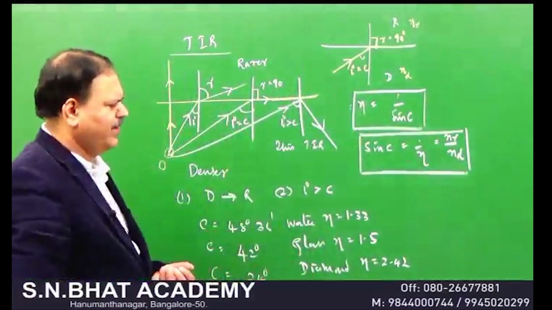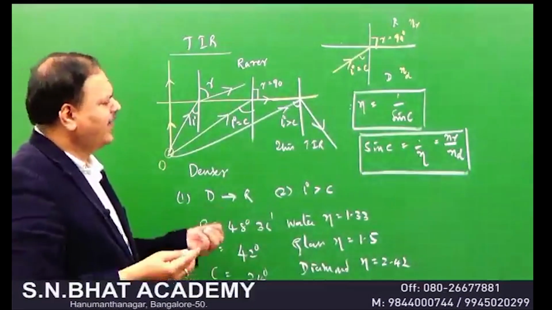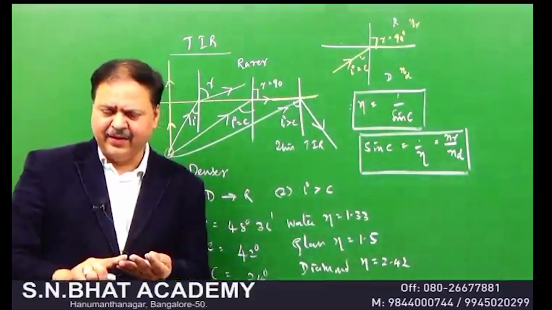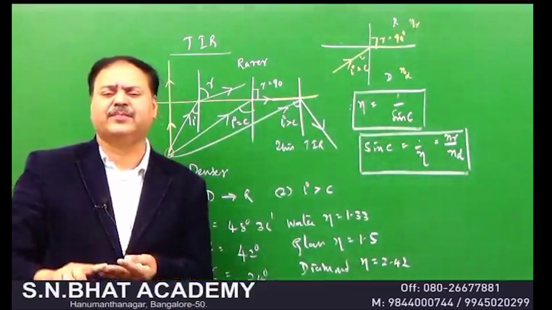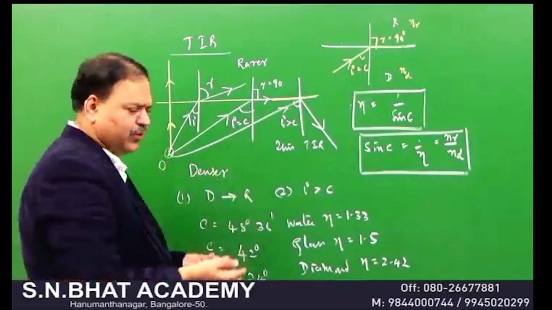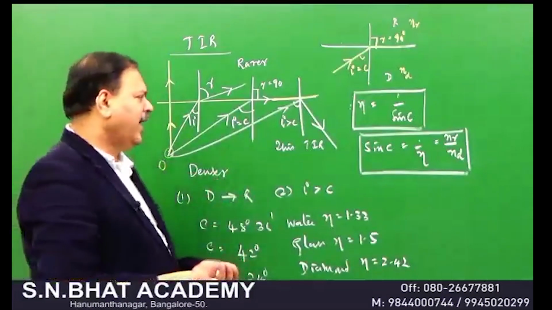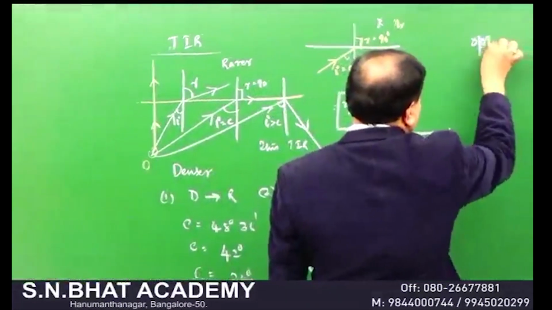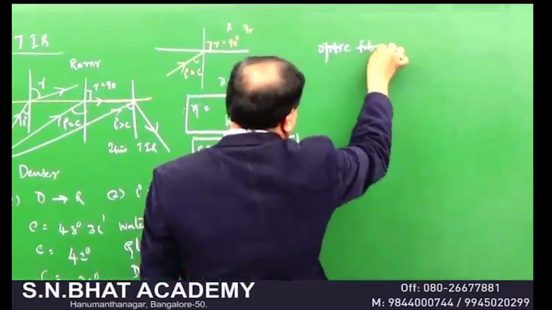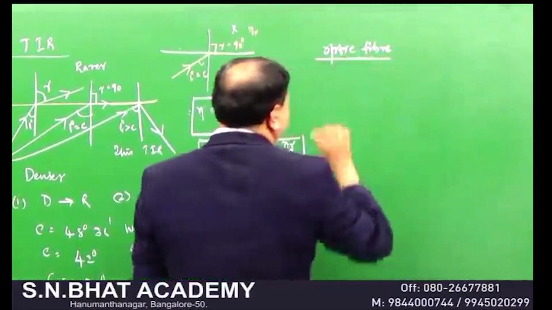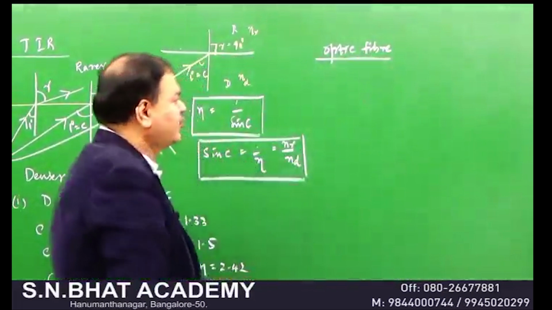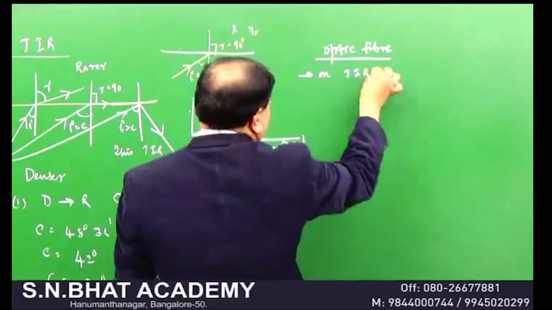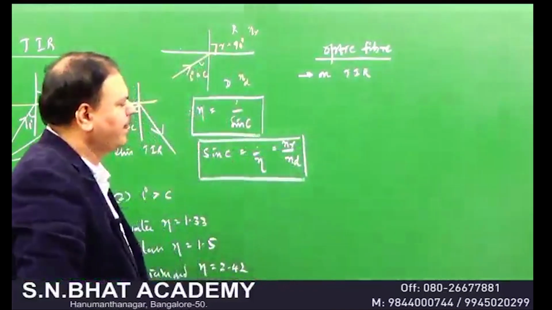Remember this, very important. Then you know the various applications of this: the mirage, the sparkling of the diamond, and the working of the total reflection prism are all based on total internal reflection. And then the important thing is the optic fiber. Remember, it's very, very important. An optic fiber is a device which works on the principle of total internal reflection.